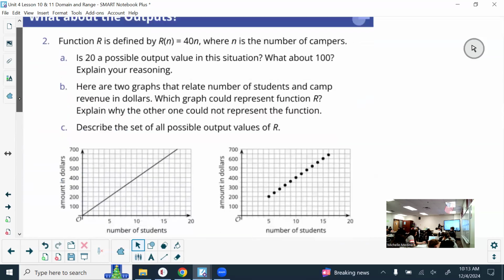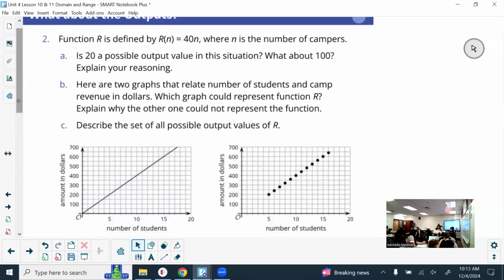where we had the campers and the revenue. If you're asking yourself whether or not you should connect the dots, you need to ask yourself the same questions. Can I have a decimal of a student? So that right there kind of tells me I probably shouldn't connect them. But even if you could, let's pretend you could, are they charging every single value in between these numbers?